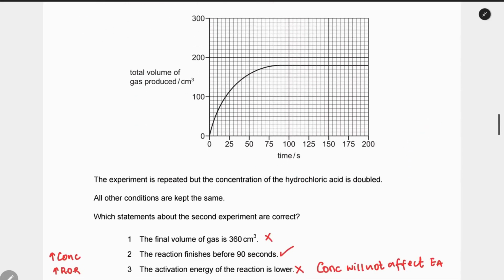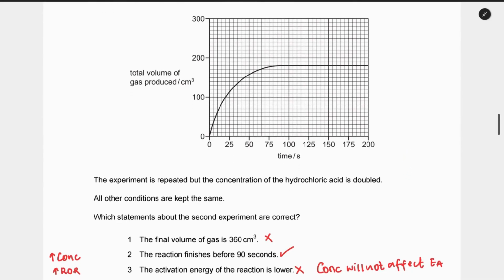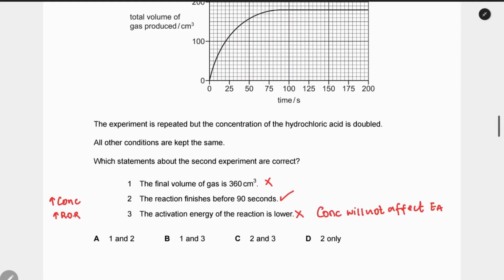Which statements about the second experiment are correct? 1: The final volume of gas is 360 cm cube. No, it's not actually. We can see it clearly. 2: The reaction finishes before 90 seconds. Oh yes, we can say that it's actually clearing before 90 seconds. 3: The activation energy of the reaction is lower. No, because the concentration will not affect the activation energy. So the correct answer is only 2, which I can see here as D.